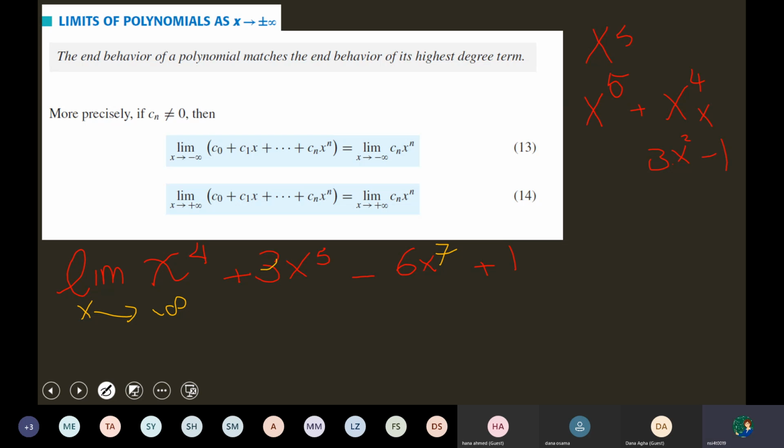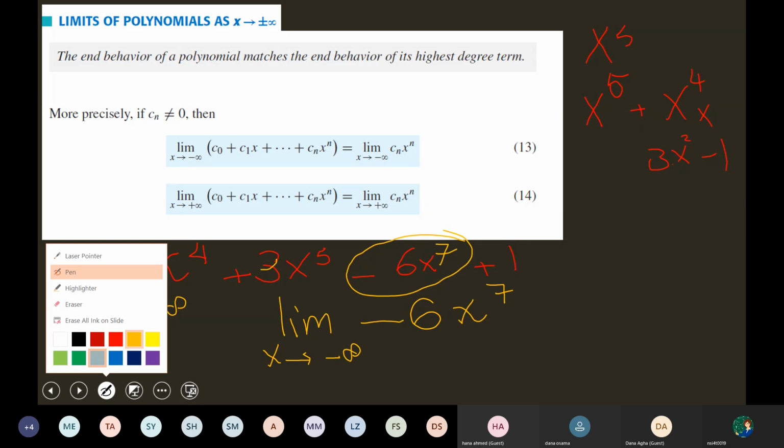Now, x approaches negative infinity. How can I find the limit? The first step, I will ask myself, which is the highest degree term? x to the power 7, negative. Don't forget the negative sign. So I say the limit of negative 6x raised to 7 when x approaches negative infinity.